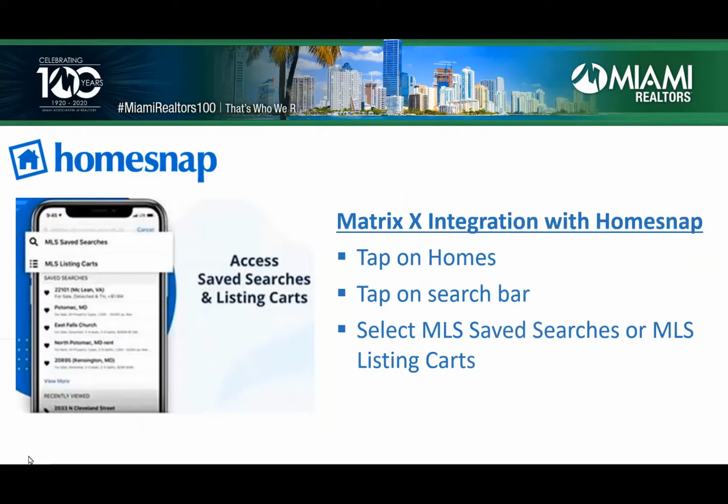You also are able to access your saved searches and your listing cards. From your home screen on Homesnap, when you tap on the search bar at the top where you normally would plug in a zip code or a city, you'll see that you now have an option to access your saved searches from Matrix and your cards from Matrix. This only works one way, meaning if I were to save a search in Homesnap, I'm not going to see it in Matrix. I can pull things from Matrix into Homesnap, but I can't do the opposite. But if I were working on something on a computer, I would be able to save it, and then open it up on Homesnap and access it really easily there as well.